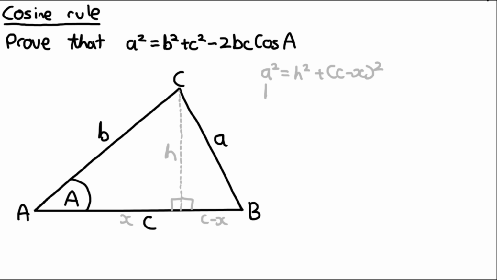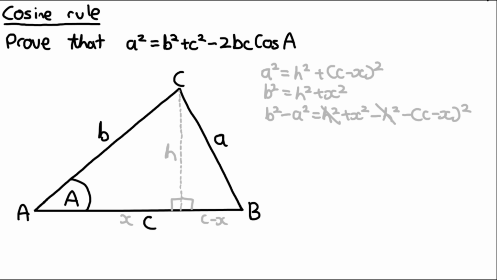By the same logic, b squared is equal to h squared plus x squared, for the other two sides. If we do b squared minus a squared, it is going to be h squared plus x squared minus (h squared plus (c minus x) squared), which you can simplify by cancelling the h squared terms to get b squared minus a squared is equal to x squared minus (c minus x) squared.